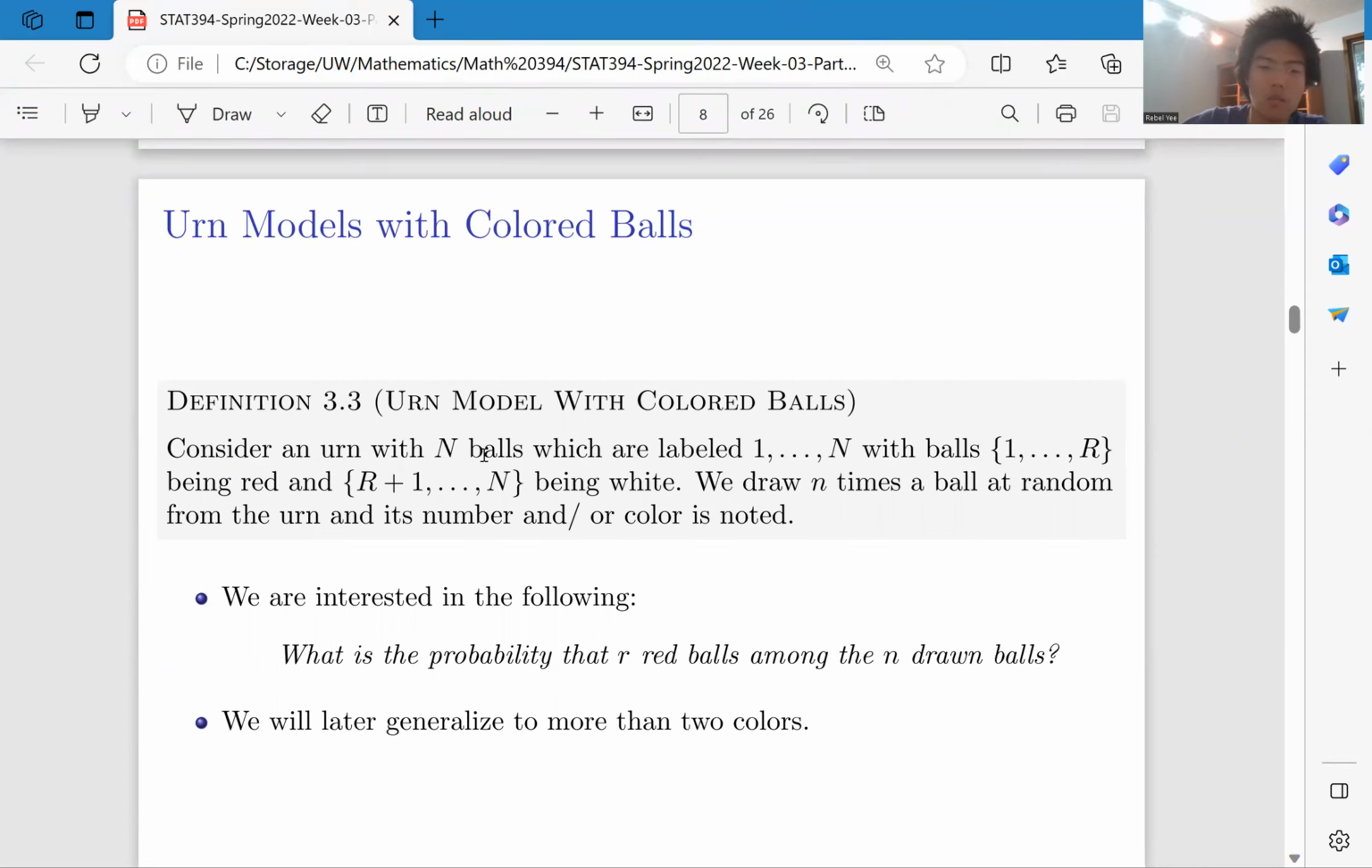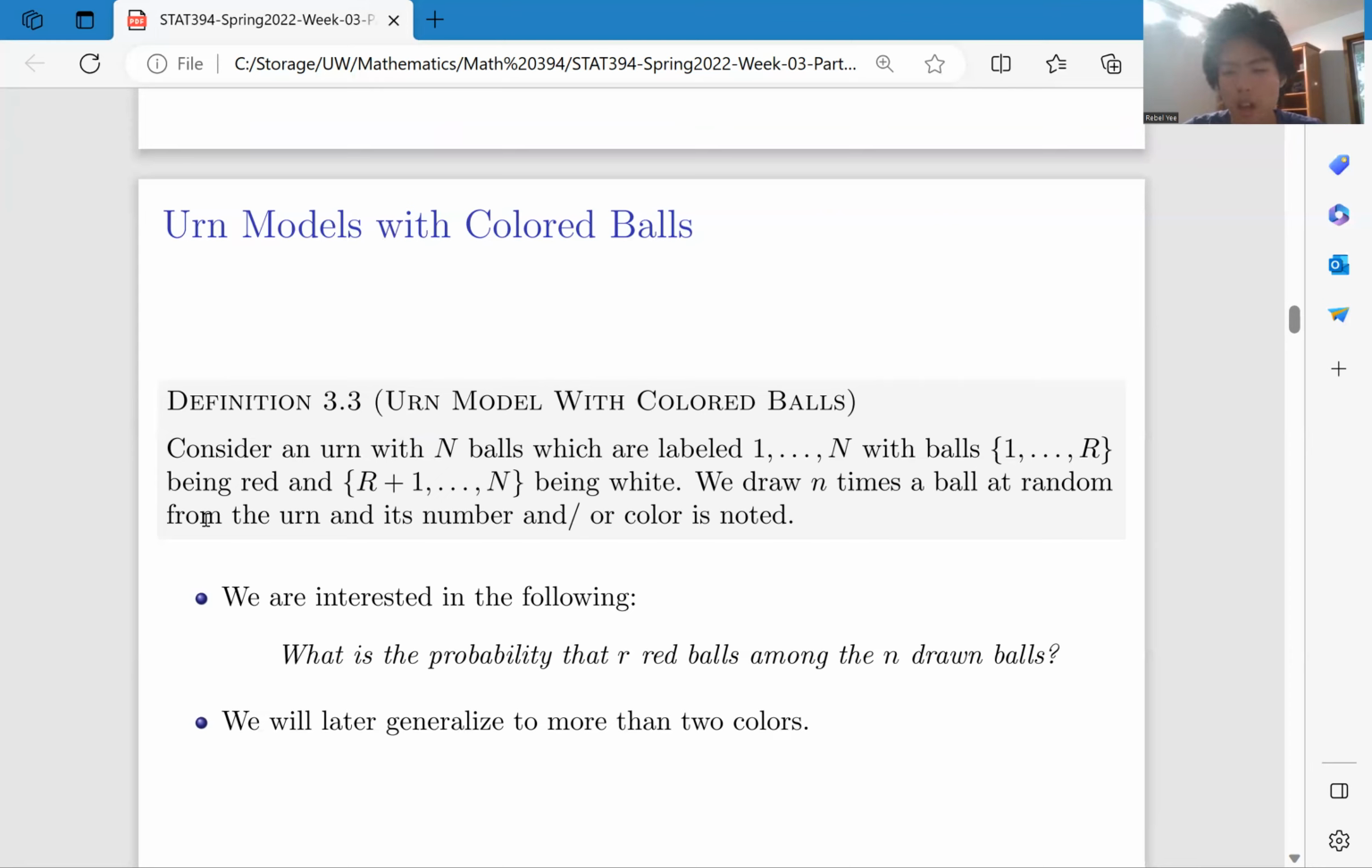Consider balls which are labeled 1 to N. Balls 1 to R belong to red, and R plus 1 to N belong to white. Which means there are N balls total in the urn, R red balls and N minus R white balls, which sum up to N definitely. And we draw n times a ball at random from the urn, and its number or color is noted. So here we ask ourselves one question: what's the probability that there are r red balls among the n drawn balls?